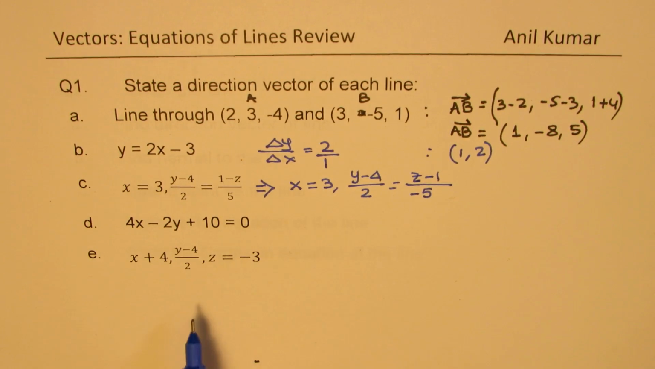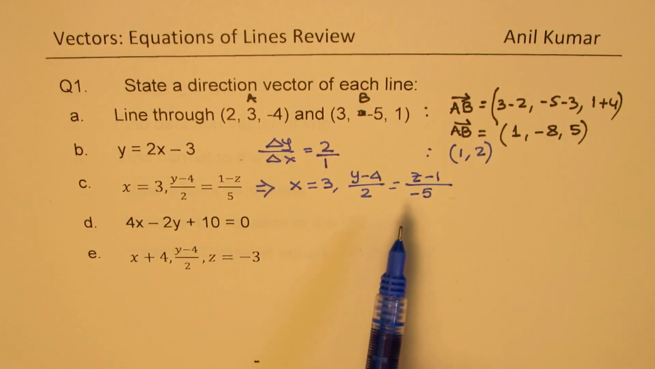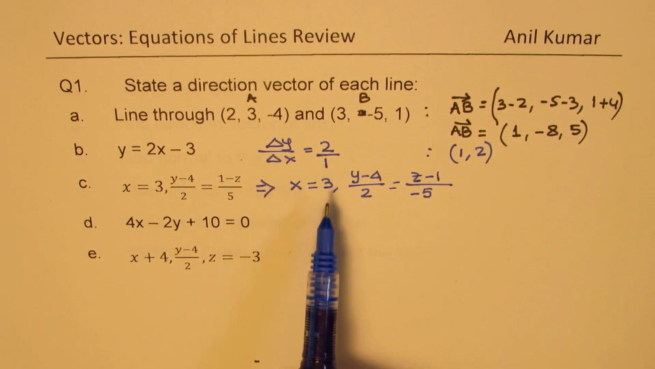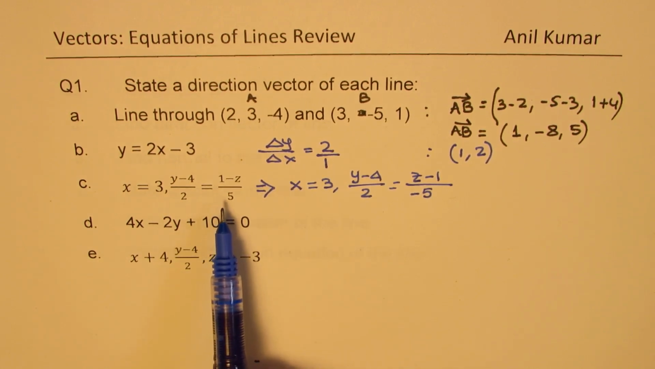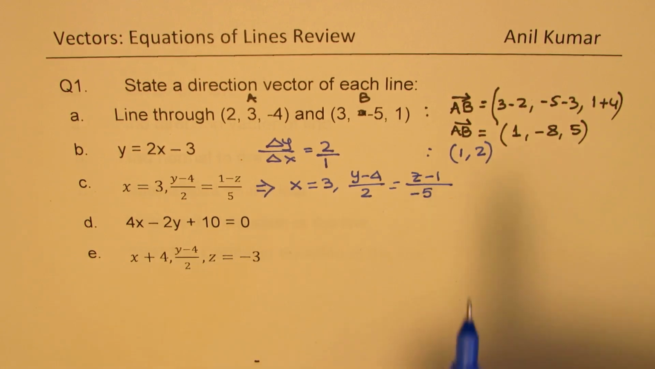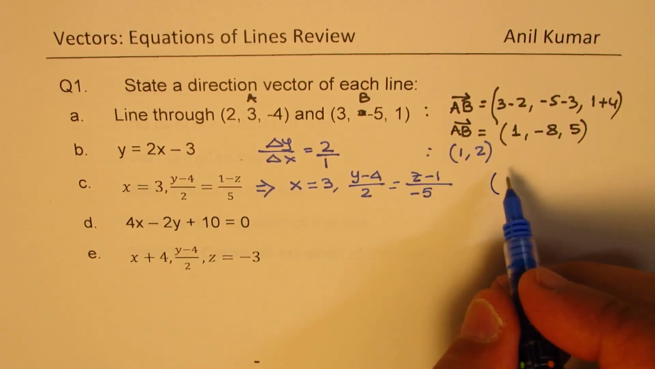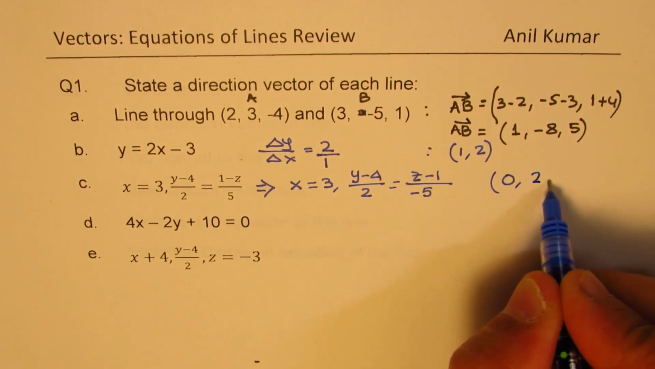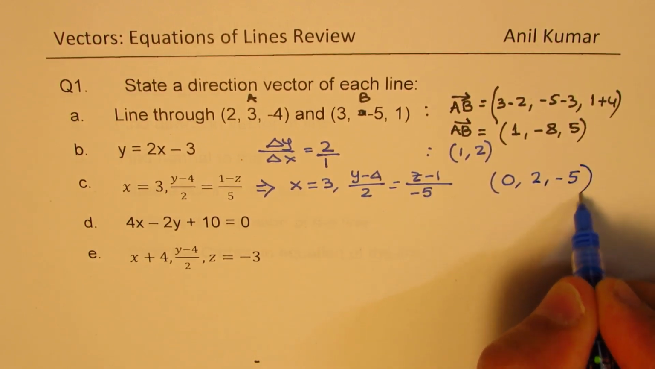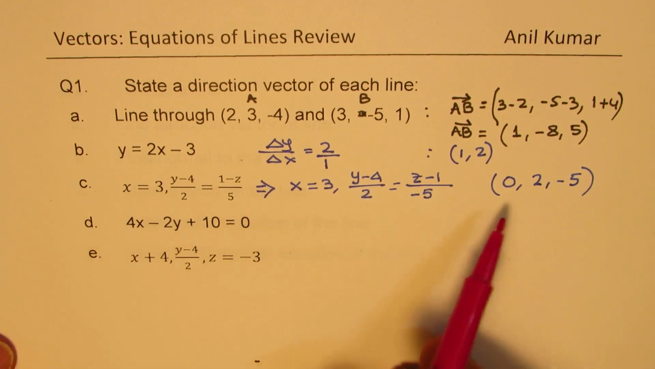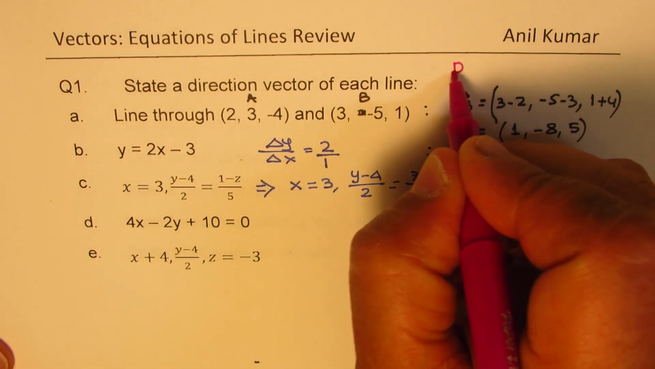Now you can give the direction vector. It's very important to see that we have x equals 3 for all the points on this particular line, so the variation is not there along the x-axis. In this case, the direction vector will be 0, and here it will be 2 and minus 5. I hope you got the concept. If you are given the symmetric form, you should rearrange the equation as we did. So these are the direction vectors.